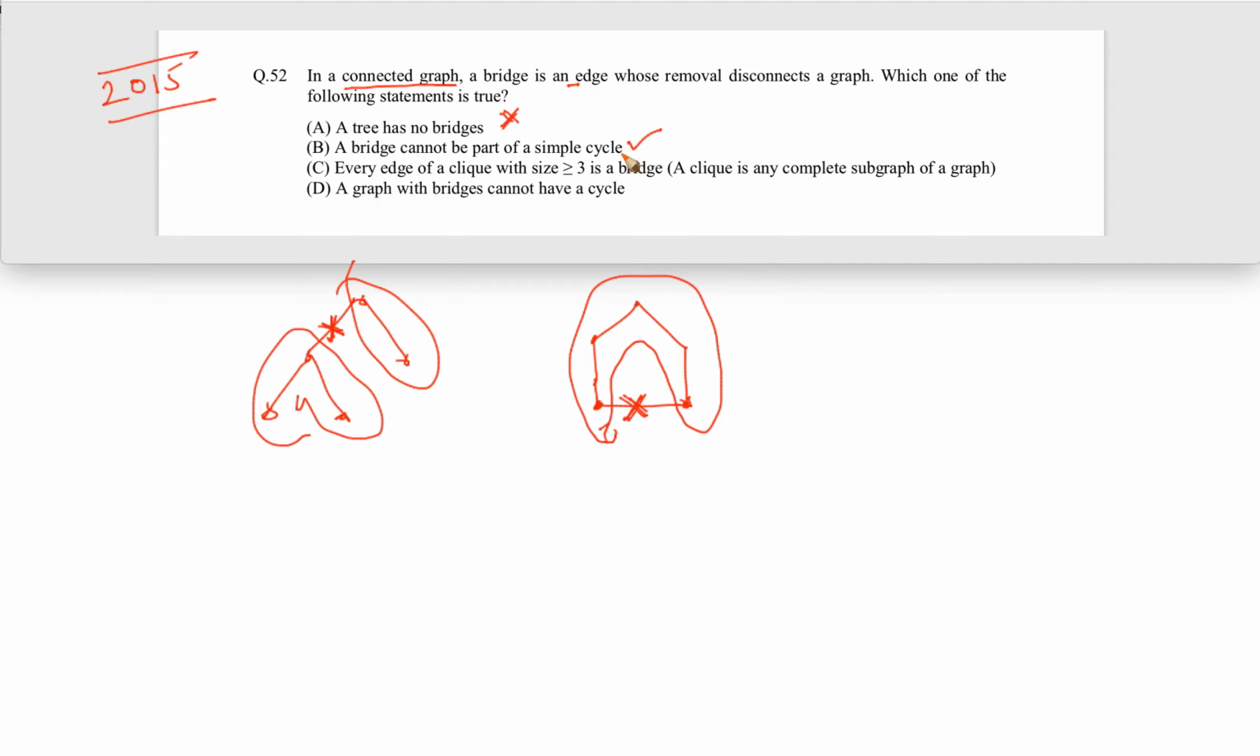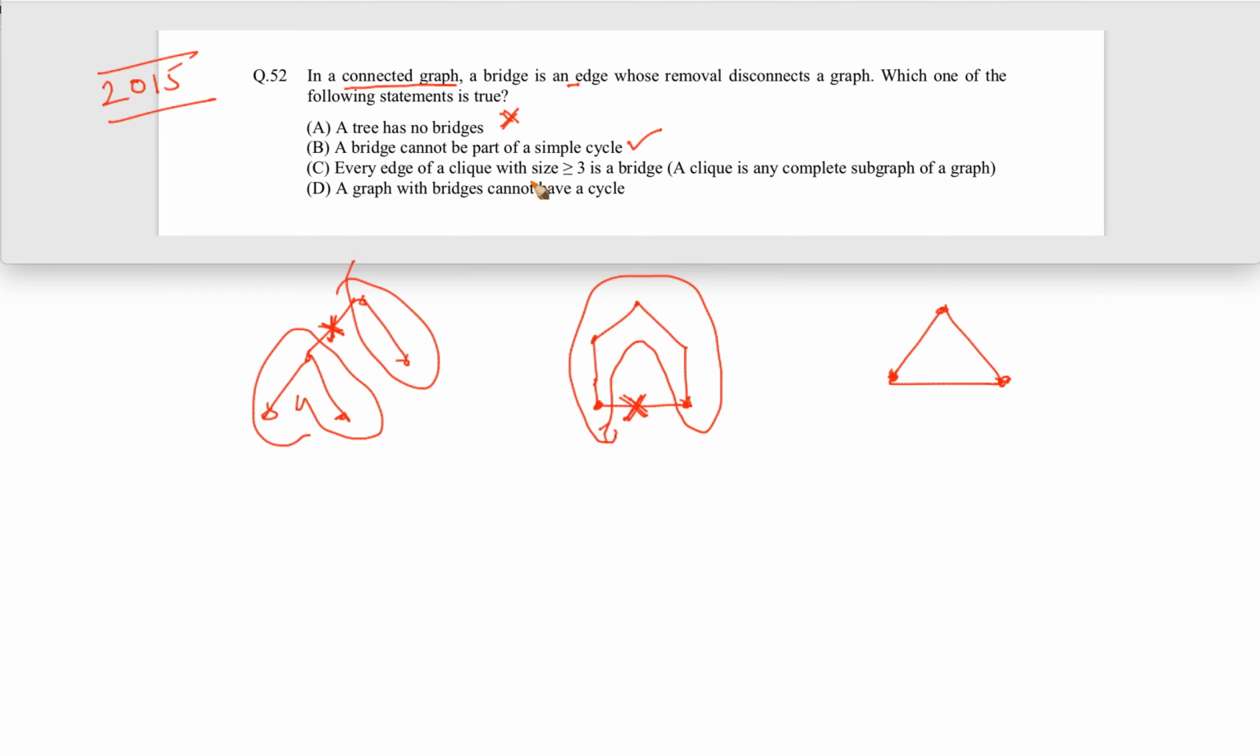Now if that is correct, then the third and the fourth statements have to be wrong. Now how can that happen? See, the statement says every edge of a clique with size greater than or equal to 3 is a bridge. Is it possible? Let's try to create a clique with three elements. A clique is basically a complete subgraph, so trivially a complete graph is also a clique. With 3 vertices, the complete graph is this. This is a clique, right?